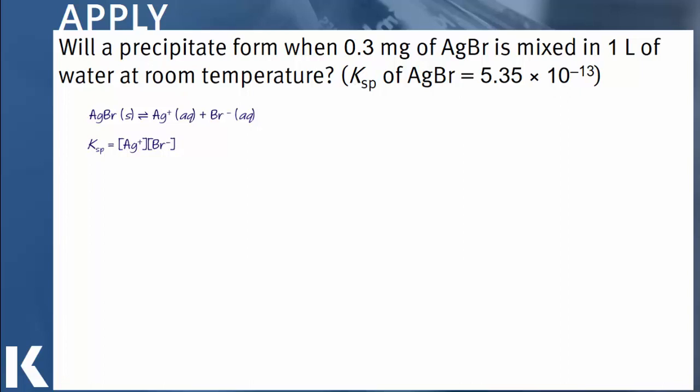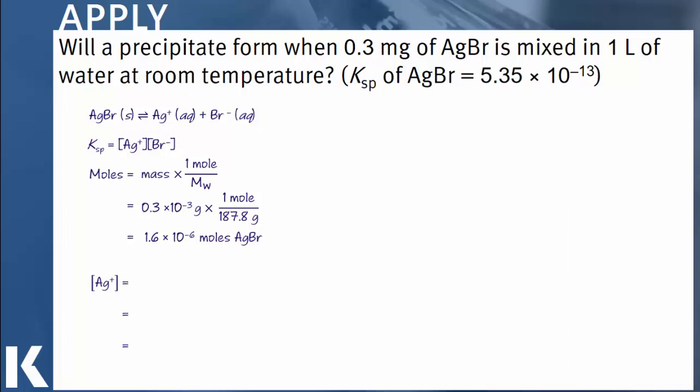To calculate the ion concentration, you need the number of moles in the given mass. Moles is calculated by the mass divided by the molar mass, which is equal to the mass of silver bromide, 0.3 milligrams, divided by the molar mass of silver bromide, 187.8 grams per mole. That equals 1.6 times 10 to the minus 6 moles of silver bromide. For every mole of silver bromide that dissociates, the same number of moles of silver ions and bromide ions will dissociate. So the calculated moles from the earlier step divided by the volume of 1 liter will equal the concentration of 1.6 times 10 to the minus 6 molar.